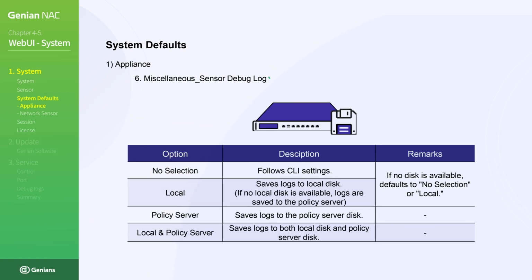The sensor debug log was previously performed using commands in the network sensor CLI mode. However, with the updated functionality, debug settings can now be configured through the management console. When generating debug logs, you can specify the storage location. Options include no selection, local, policy server, local and policy server.